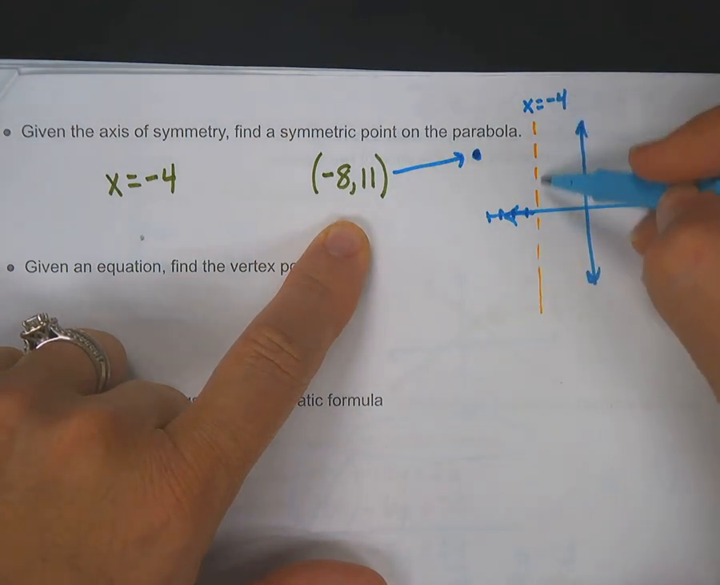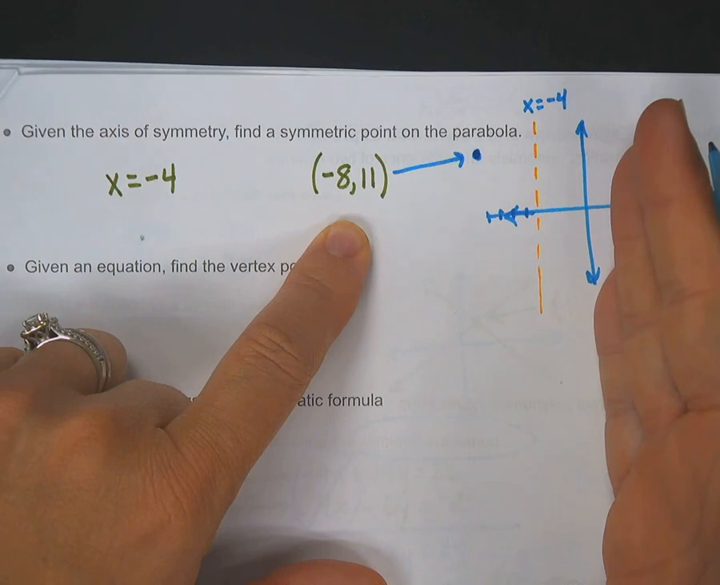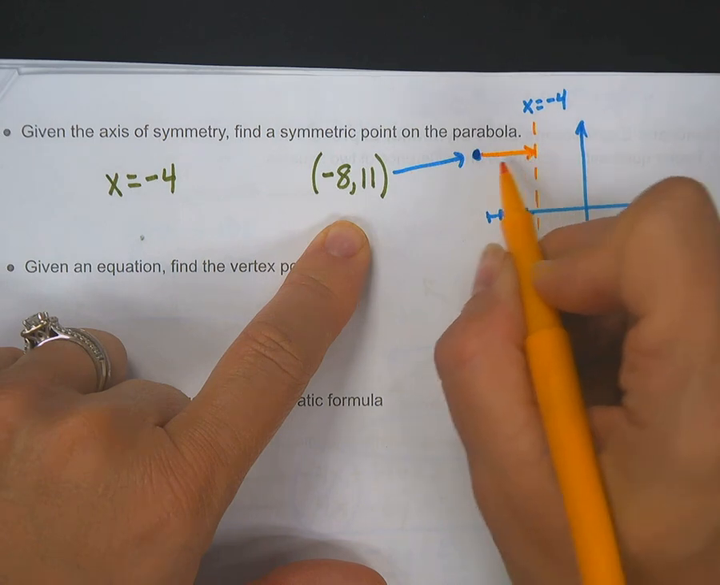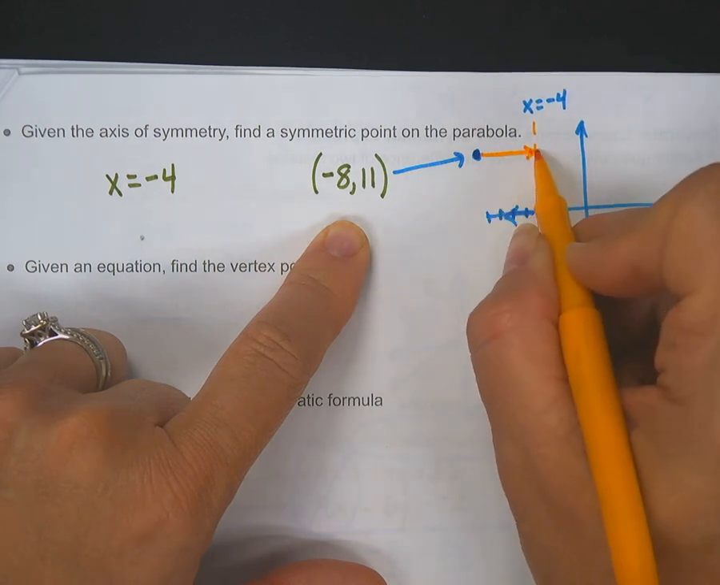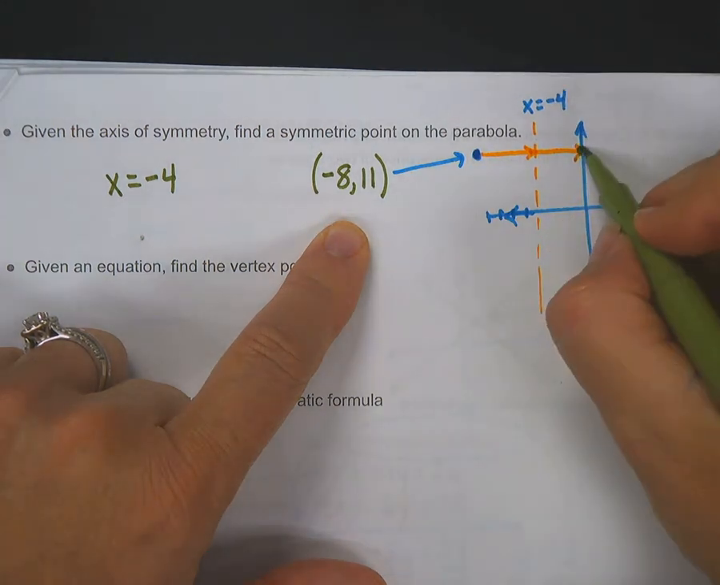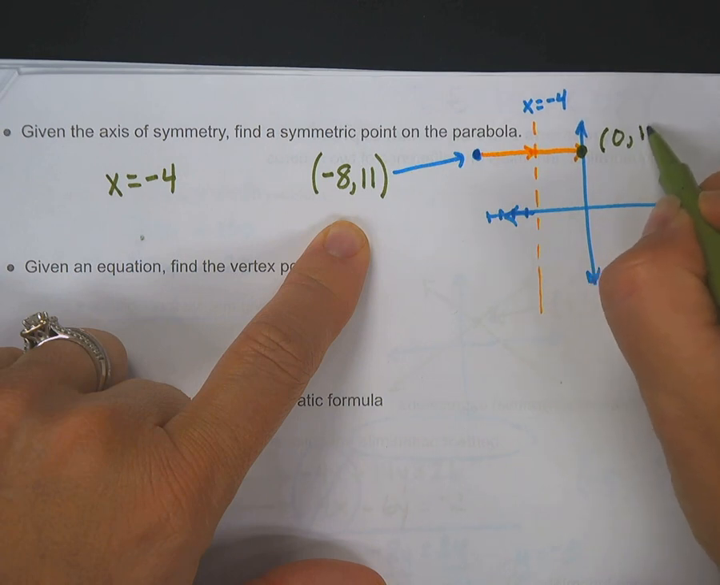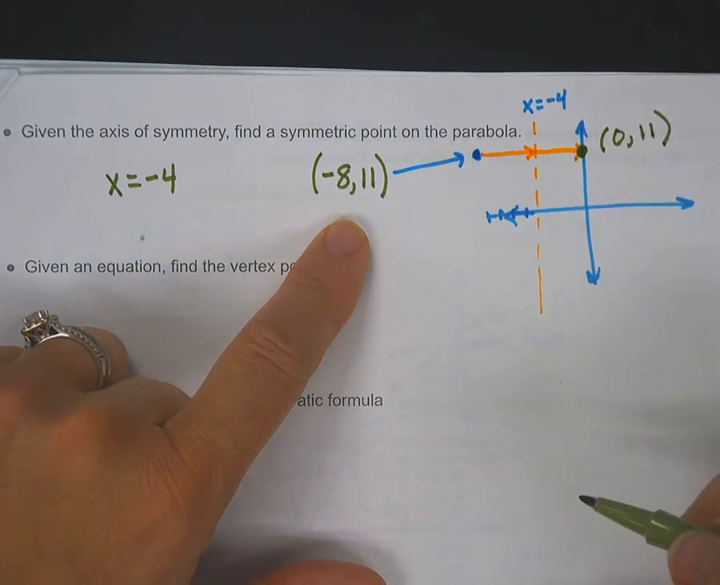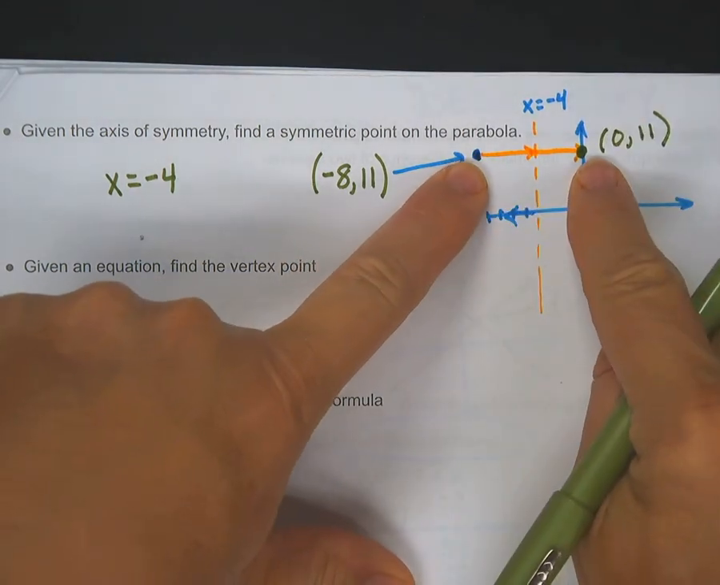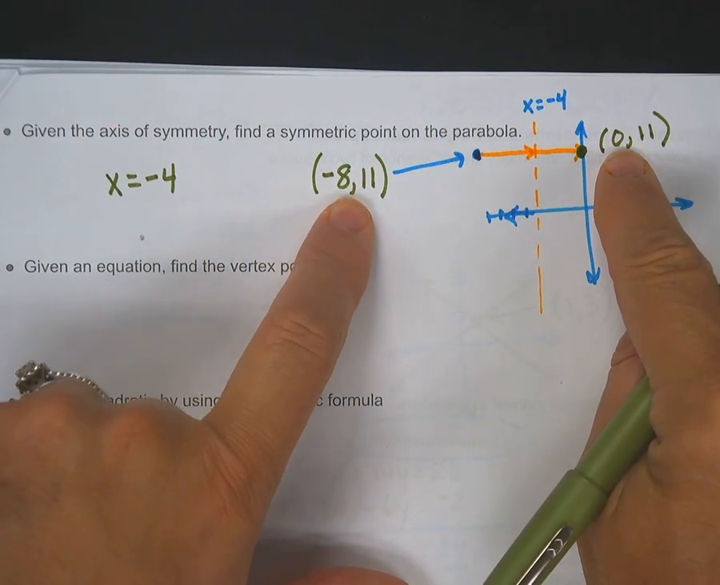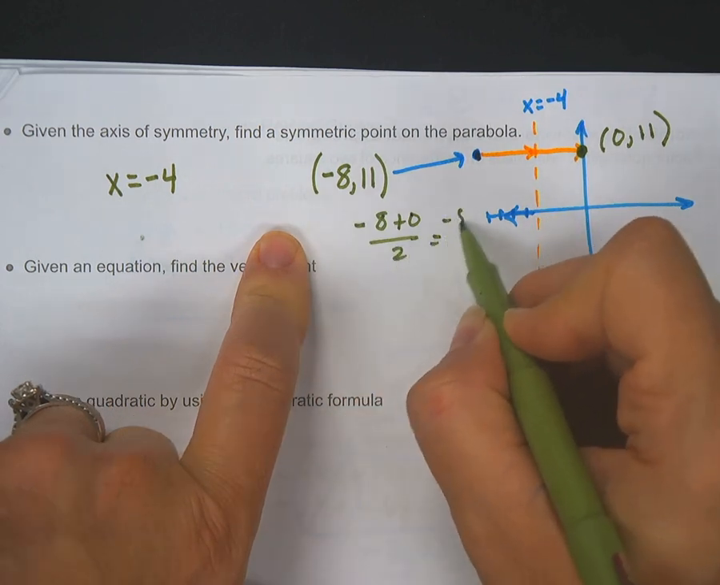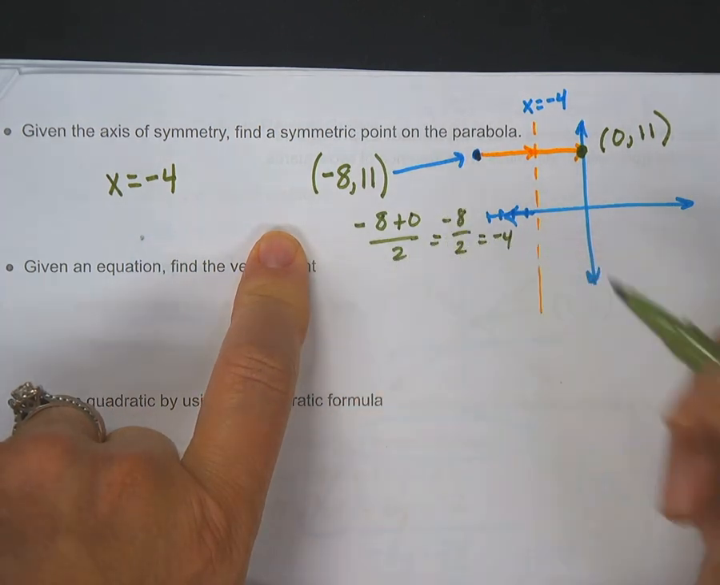So the idea of the axis of symmetry is the parabola has to mirror itself over that. So if I go 4 units from this point to the axis of symmetry, I now have to go the same 4 units over here. So when I do that, I get the point (0, 11). Remember that if you take any two symmetric points, if you take the x values and average them, so -8 plus 0 divided by 2 is -4. That's the axis of symmetry.